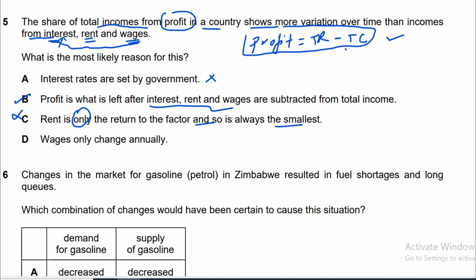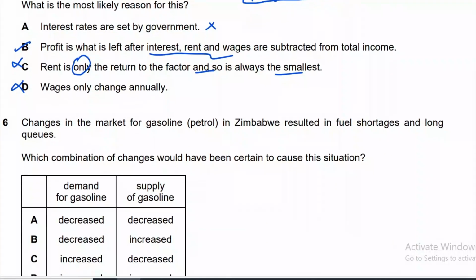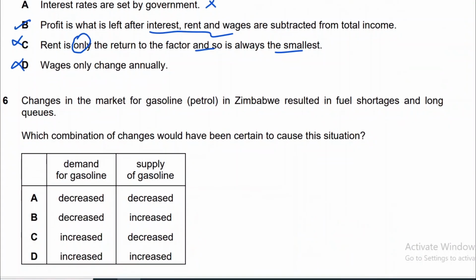only change annually. If wages only change annually, then it doesn't mean that there will be very much fluctuation or variation in the profit, right? Profit is basically affected by all of these costs. So individually one cost may not cause so much variation or change in the profit. So option B is the correct answer.